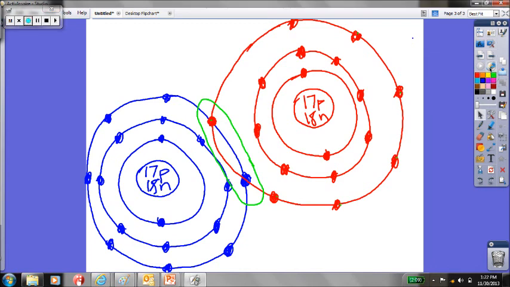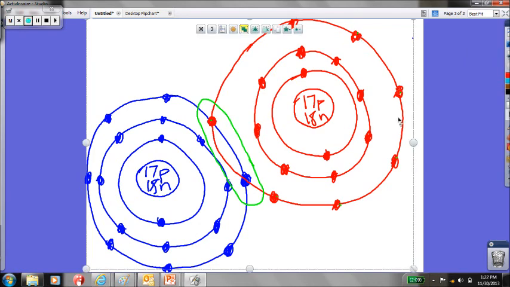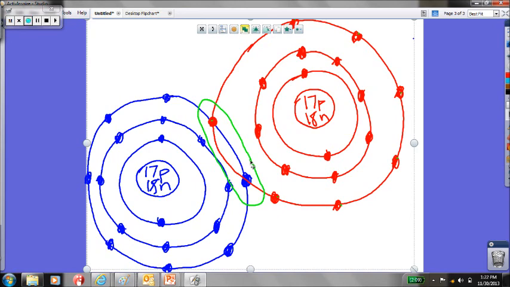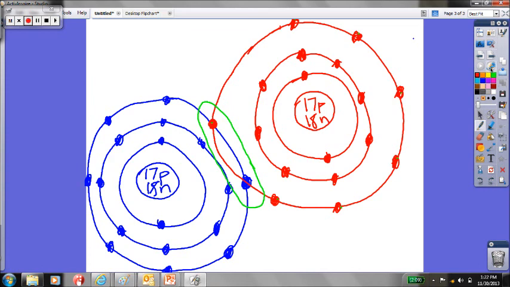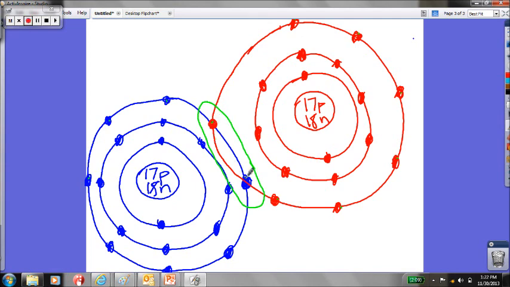If I count the number of electrons in my red chlorine atom, I have 1, 2, 3, 4, 5, 6, 7, 8. So that chlorine atom is happy. If I count the number of electrons in the valence shell of my other chlorine atom, I have 1, 2, 3, 4, 5, 6, 7, 8. So both chlorine atoms are now happy because they have full valence shells. By sharing a pair of electrons, they were able to complete each of their valence shells.